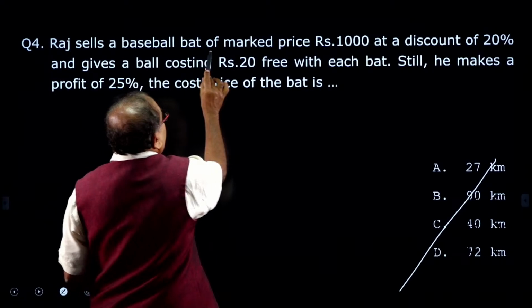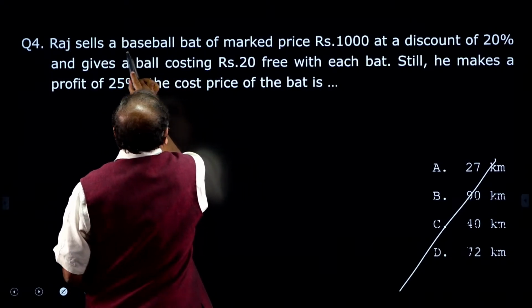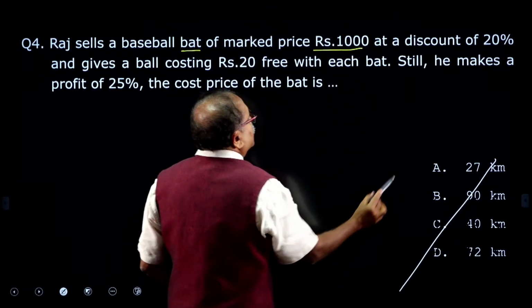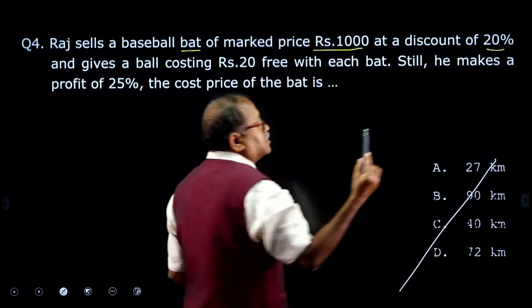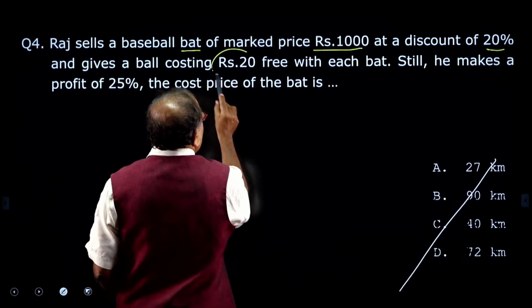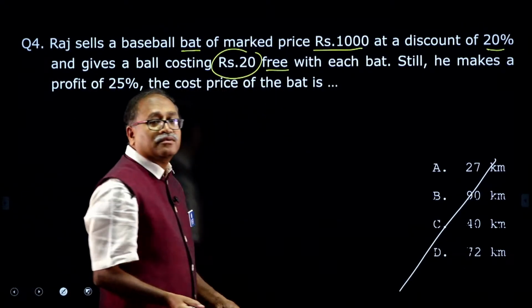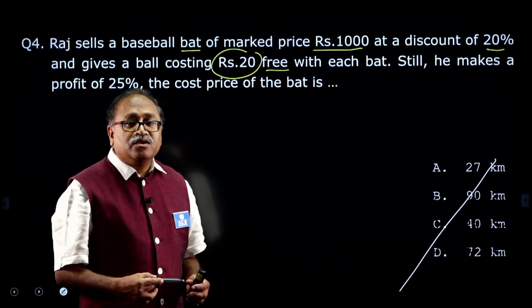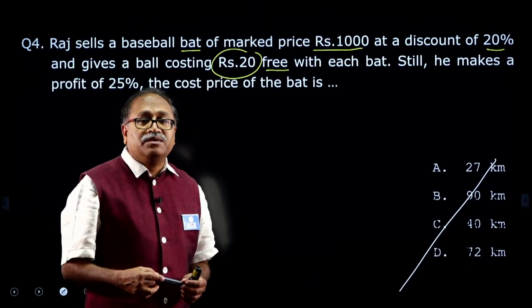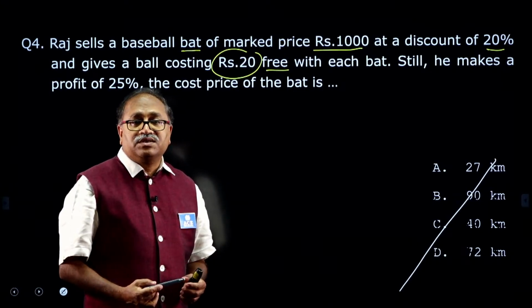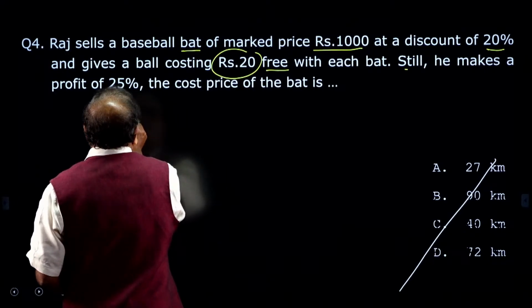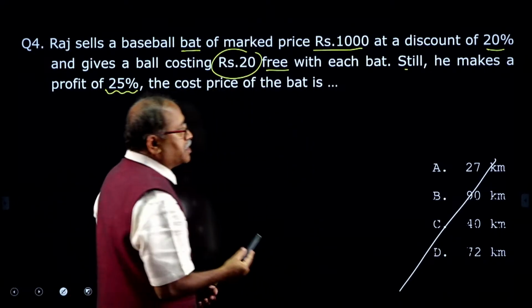Raj sells a baseball bat of mark price 1000 at a discount of 20%, that means I am getting the selling price, and gives a ball costing rupees 20 free. Here you get confused, and many a time a similar type of question was there in the banking exam, RRB examination, SSC examination too. Now, still he makes a profit of 25%. What is the cost price of the bat?